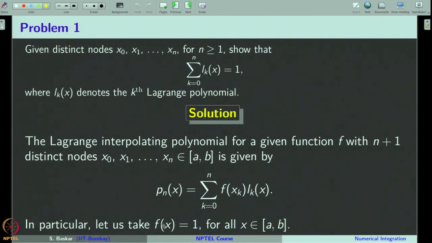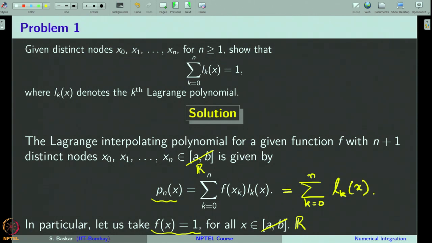For that reason, in particular, we will take the function f of x equal to 1 for all x in the interval a to b. In fact, you do not need to restrict yourself to any interval a to b. We can generalize it to any R here. Even here, you can take any nodes in R, it does not matter. Then for this particular function, this expression is written as the sum k equal to 0 to n of L k of x, right?